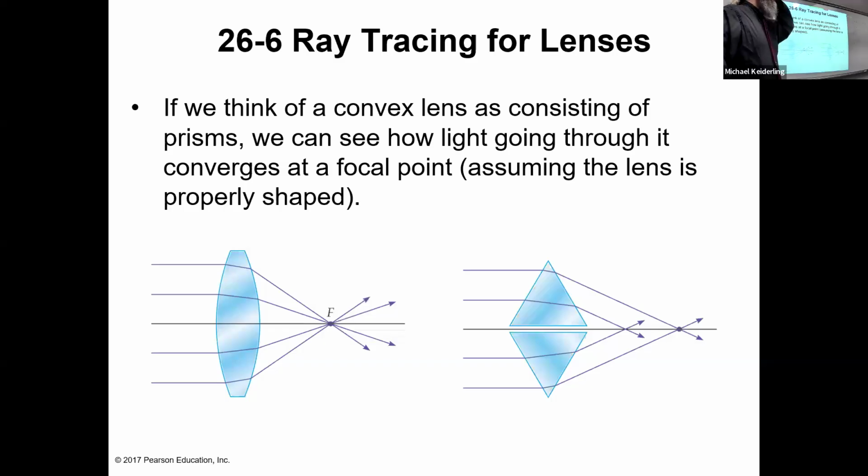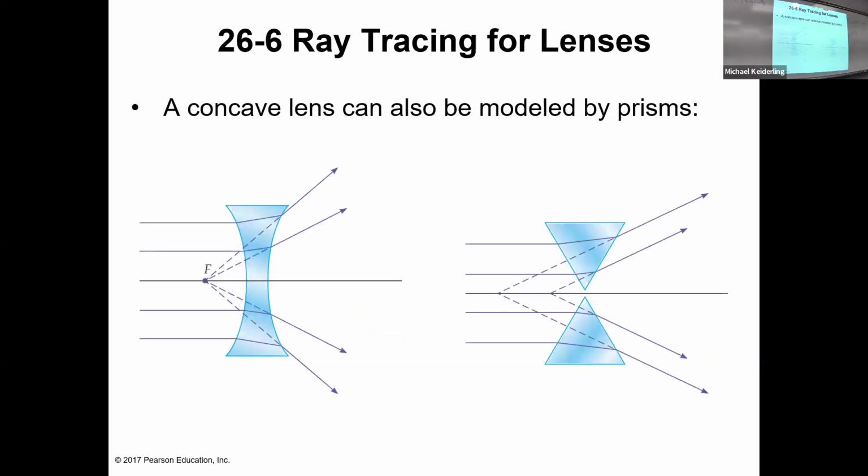And that curvature, a spherical curvature is good enough. Ideally, I think it's parabolic, but lens design gets complicated. And a concave lens can also be modeled by prisms, you know, the idea that it's spreading light apart. Again, light gets bent towards the thick part with lenses.